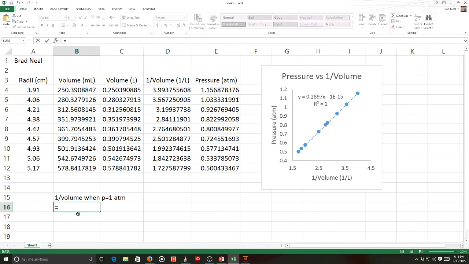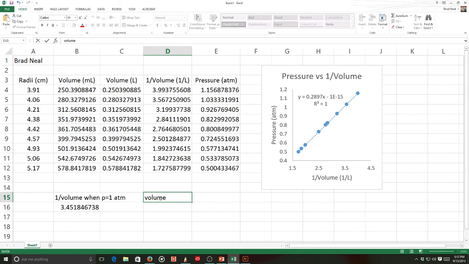So equals that equation that we had. So 1 plus 1e to the negative 15, divided by our 0.2897. And so we end up with a value of 1 over volume equaling that. But that's 1 over volume, and that's not really what we want. What we really want is volume. So how do we get rid of the 1 over volume? Well, we can take the inverse of that number.